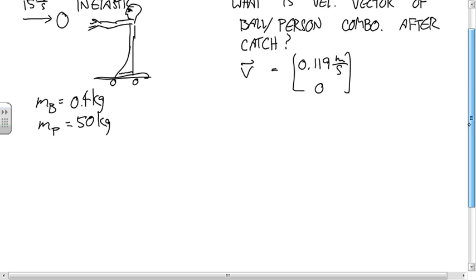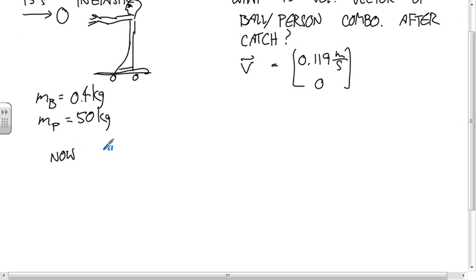So now we're going to do the same problem. Oh no, before we do that, I have to tell you about elastic. So now I'm going to talk about elastic collisions, give you a set of steps you can follow to do elastic problems. And once I'm done with that, we're going to do this same problem again, but assume that the ball bounces off of the person. So instead of catching it, it bounces off his hands. So the ball bounces one direction, the person rolls the other direction.